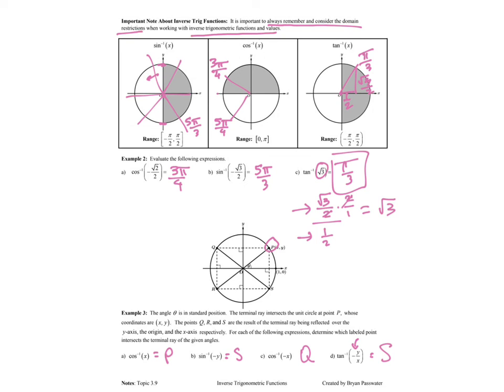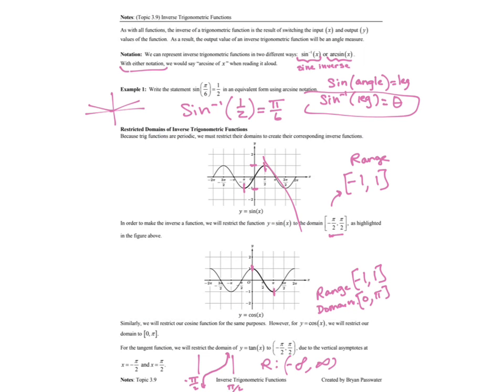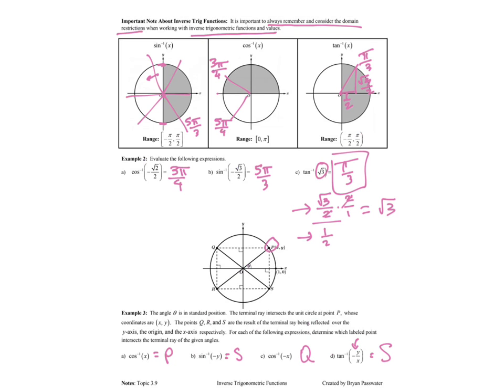Why? Because tangent covers all the range values between negative pi over 2 and positive pi over 2. So they shaded in on this picture between negative pi over 2 and positive pi over 2. So our inverse function is restricted to this domain only.